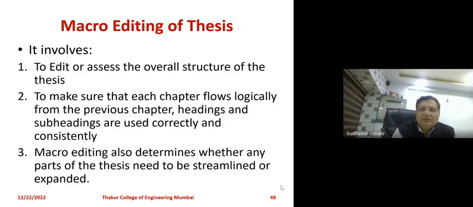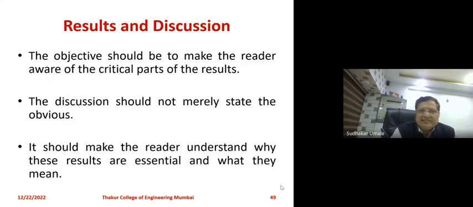Now I will come again to results and discussion, because it is the main part of your thesis writing. The objective should be to make the reader aware of the critical parts of the results. Your results and discussion must match your research gap, objectives and problem statements. The discussion should not merely state the obvious. It should make the reader understand why these results are essential and what they mean. And after the end of results and discussion, we have to summarize your discussion before the conclusions.